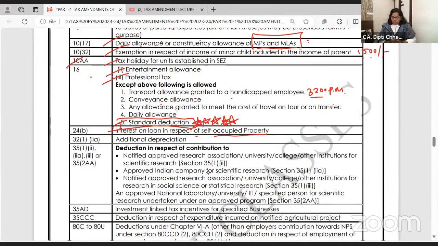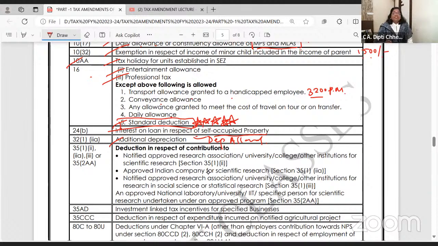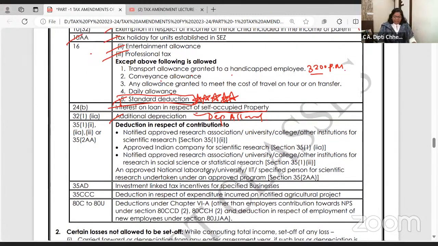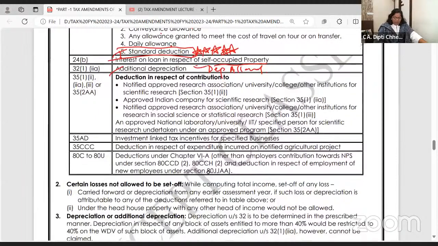So are they allowed to show loss in the self-occupied property? No. Depreciation is allowed. Write it here. But additional depreciation for a manufacturing unit, 10% of the plant and machinery and all that is not allowed. Next, scientific research, you give donations to notified universities, colleges and all, not allowed.